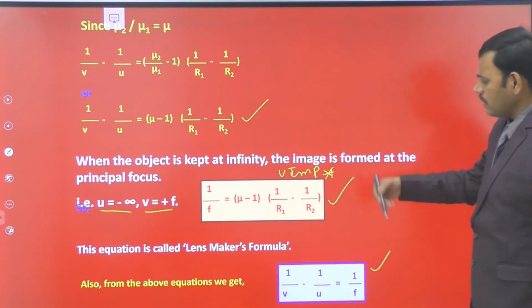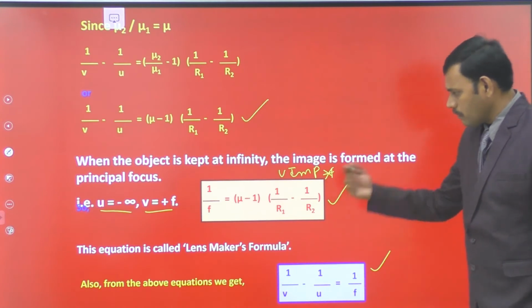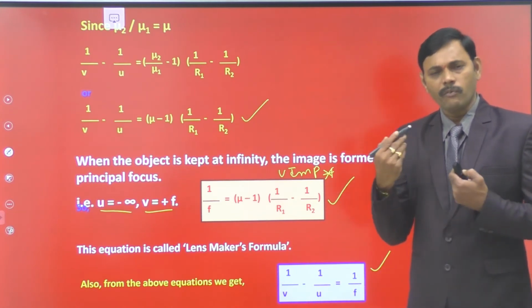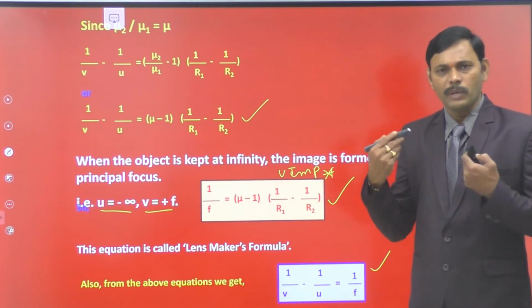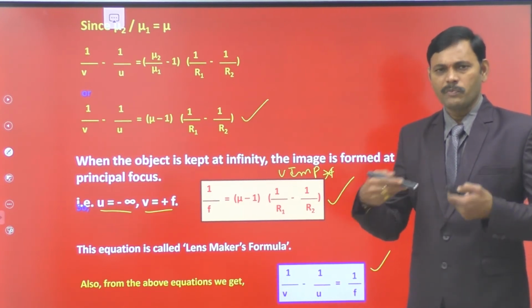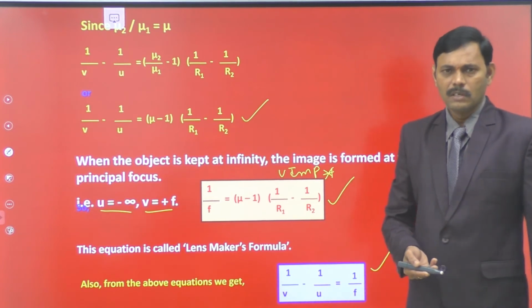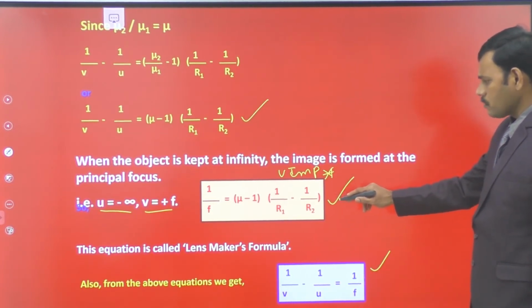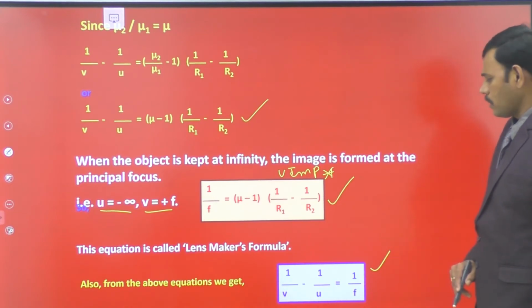These are very repeatedly useful equations regarding lenses. To solve any problem of lens, or to continue any derivation, or to know about further derivations belonging to lenses, we must use these two formulas. One is the Lensmaker's formula, the second one is the Lens formula.